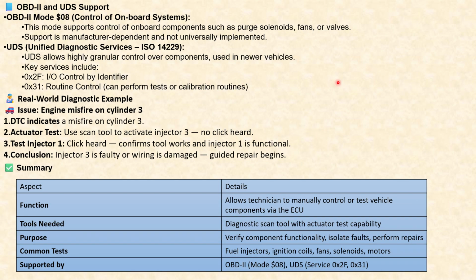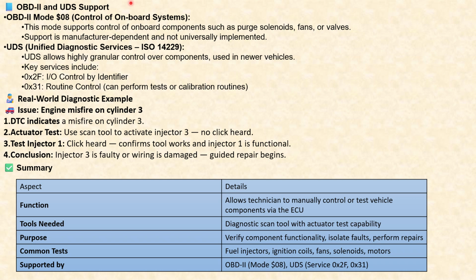Now we'll see the role of OBD and UDS support. When it comes to OBD Mode $08, control of onboard systems, this mode supports control of onboard components such as purge solenoids, fans or valves. The support is manufacturer dependent and not universally implemented.